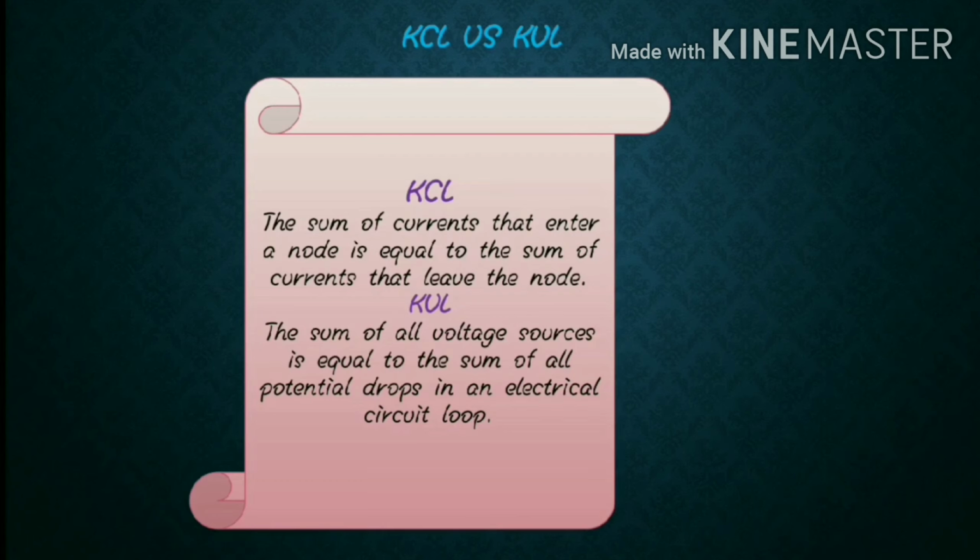So guys, we already learned about KCL and KVL. So we can discuss what the differences between them are. In many exams you can find this question, so please learn about it. First difference, you can write the statement. For KCL, the sum of the currents that enter a node is equal to the sum of the currents that leave the node. For KVL, the sum of all voltage sources is equal to the sum of all potential drops in an electrical circuit loop.